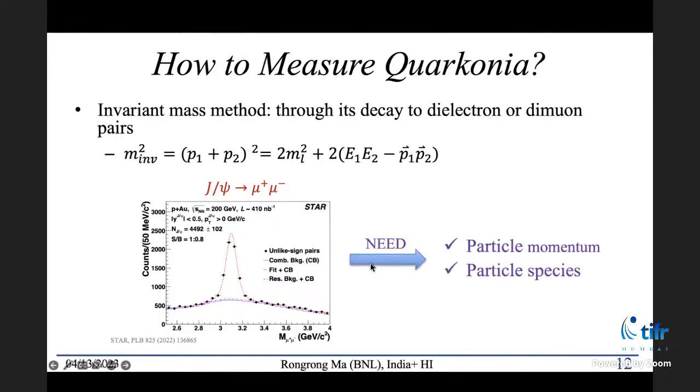So here you can immediately see we need two things to do a quarkonium measurement. First of all, you need the particle momentum, since the energy and the momentum enter this invariant mass. The other is you need the particle species. It is not directly mentioned here, but you need to identify your electrons and muons in order to have a good signal to background ratio.